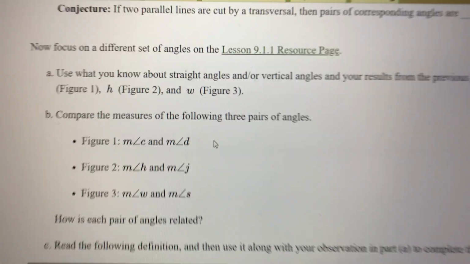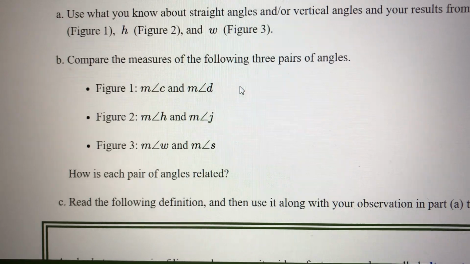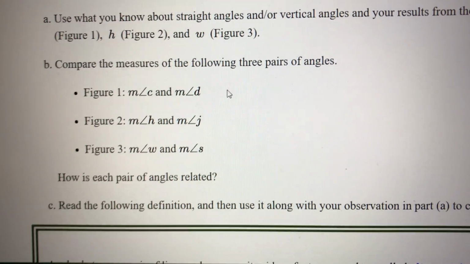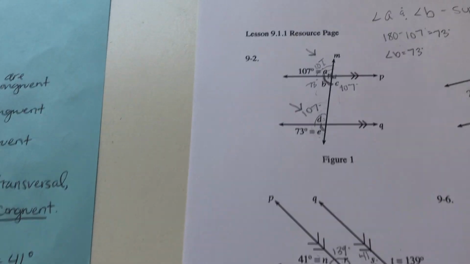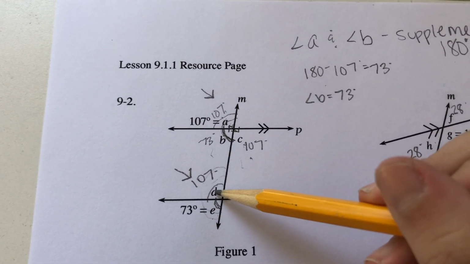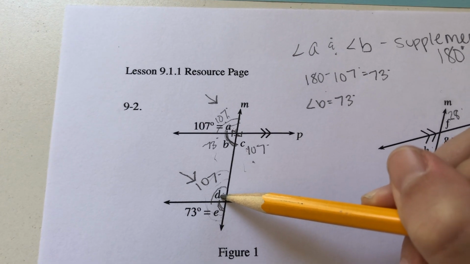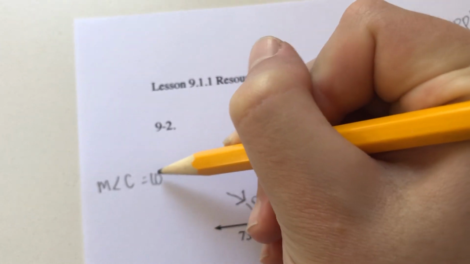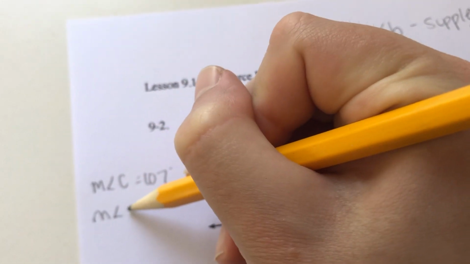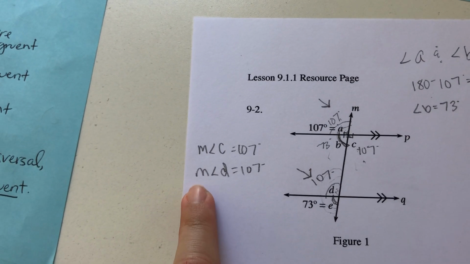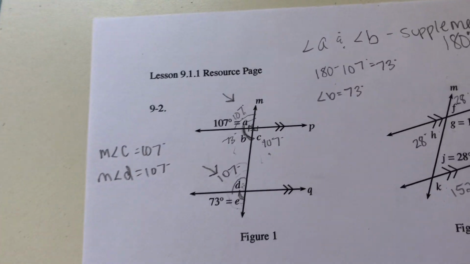Part B says, compare the measures of the following three pairs of angles. So it says the measure of angle C and the measure of angle D, and then we'll go over it. How are they related? So we're going to look at how they're related. So measure of angle C, let's look at C, 107, and then D. Oh, they're the same. So I would write the measure of angle C is 107, and the measure of angle D is 107. So whenever there's that M in front of that little angle sign, that just says the measure of.